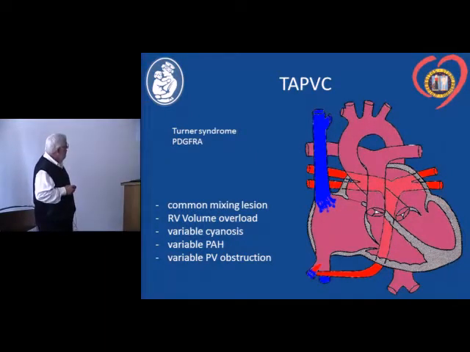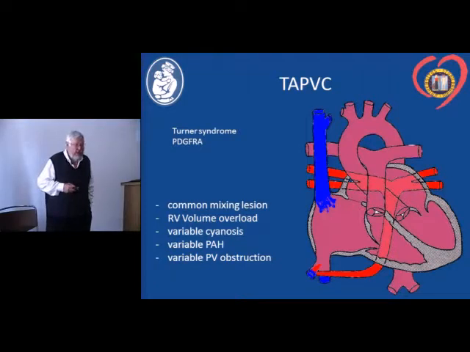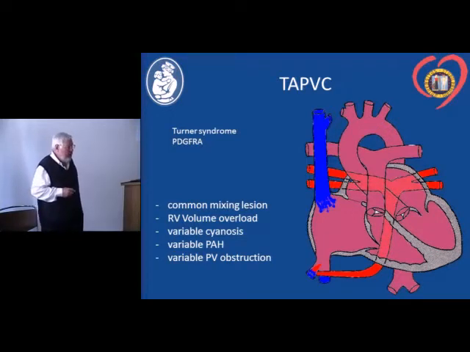If there's pulmonary hypertension, the right ventricle is also quite hypertrophied. There often is pulmonary hypertension, particularly if there's obstruction along the pathway of the venous return. Variable cyanosis, for example, babies with veins to the coronary sinus may be only mildly cyanotic because there's a lot of pulmonary blood flow, there's good mixing, and these babies may have a saturation in the high 80s, for example. And variable pulmonary vein obstruction.